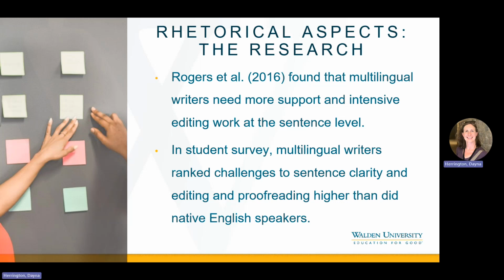Researchers Rogers et al. conducted a study on challenges and pedagogical complications in dissertation writing and found that while native English speakers and multilingual students tended to experience similar challenges and difficulties, multilingual writers needed more support and more intensive editing work at the sentence level. Their student survey matched this result as well, where multilingual writers rated challenges to sentence clarity and editing and proofreading higher than native English speakers.